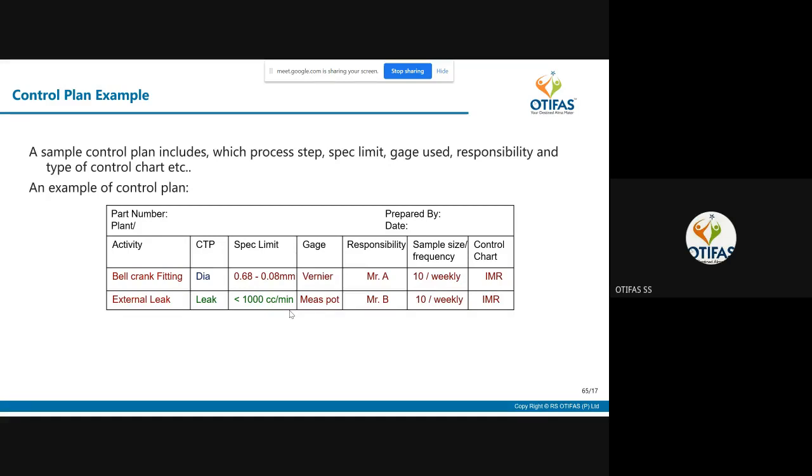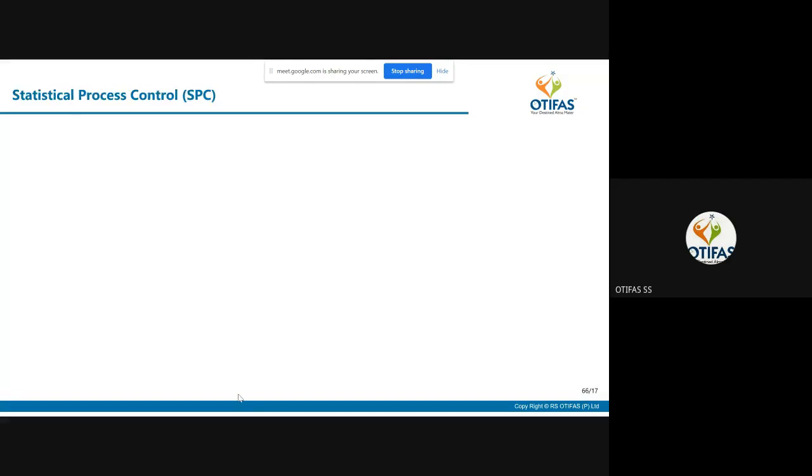How will you control things with the perfect control chart? For a control chart, you need to collect data. Who will collect the data? What is the frequency of the data? What is the specification of that particular CTP, and which chart are you going to use? Everything matters. Okay.